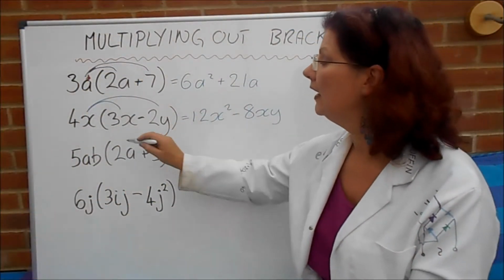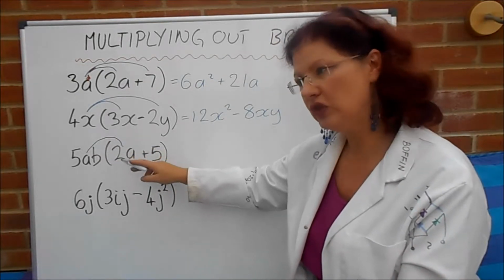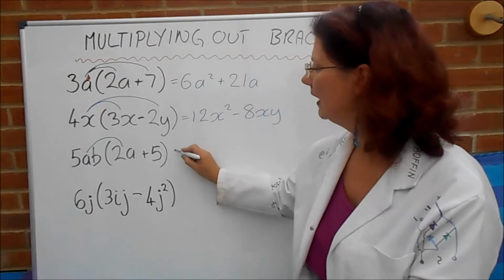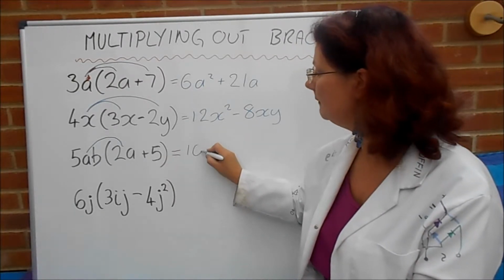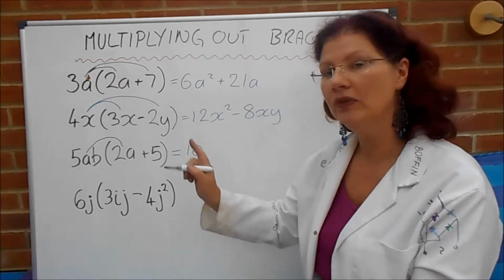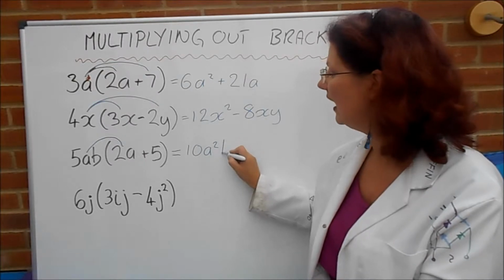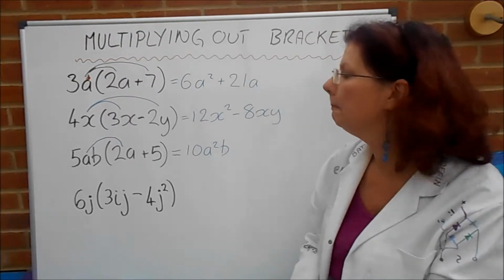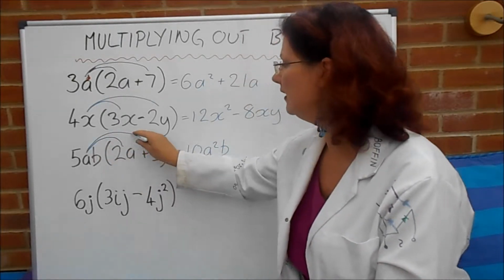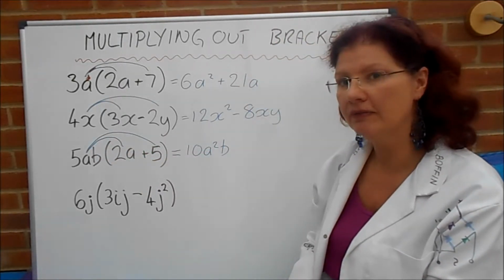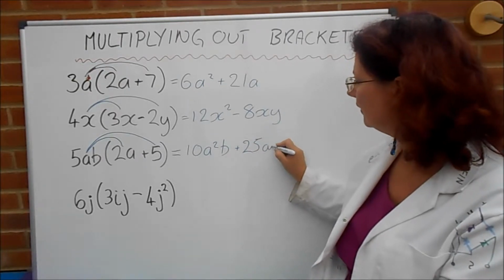Welcome back. 5 times a times b times 2 times a. Everything all multiplied together. So for the numbers, we have 10. For the a's, we've got an a on the outside times an a on the inside, so we've got an a squared, and then just a little b all on its own. For the second term, we have 5ab times 5. That one's pretty easy. It's just 25ab.